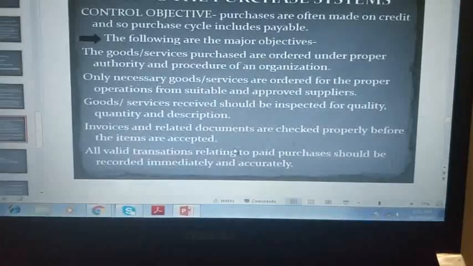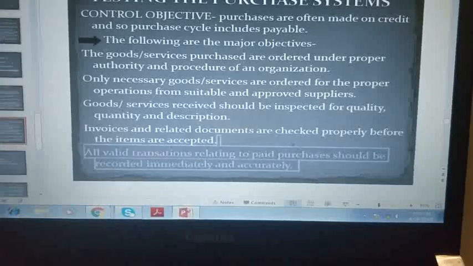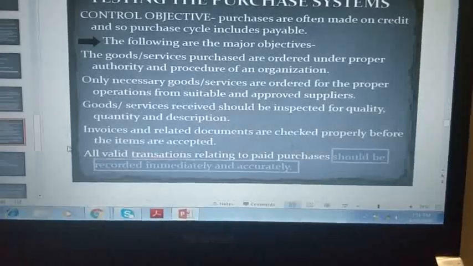Now, all the valid transactions relating to the paid purchases should be recorded immediately and accurately. Okay.